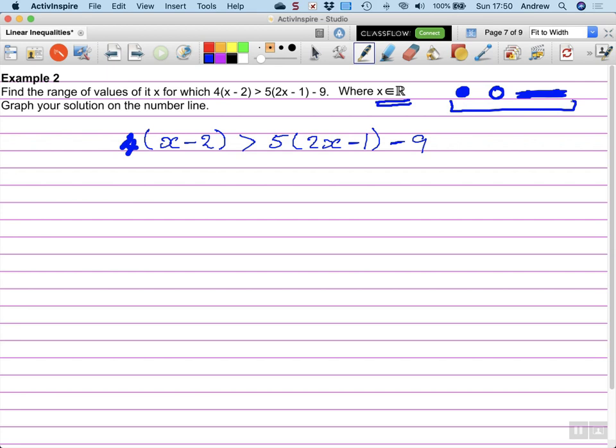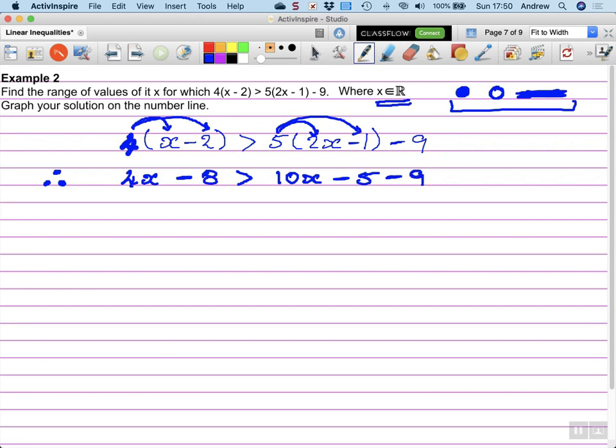We should know what a bracket means. A bracket means multiply. So we're going to multiply 4 by x, and we are going to get 4x. Now we're going to multiply the 4 by minus 2, and we're going to get minus 8. We've got a greater than symbol, 5 on 2x, and that's going to give us 10x. And then 5 on minus 1 is going to give us minus 5, minus 9.